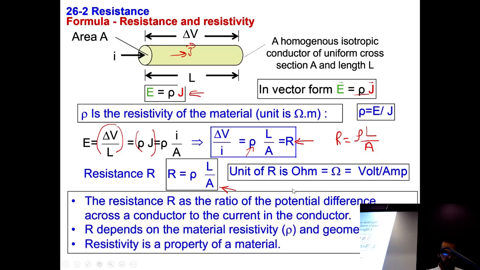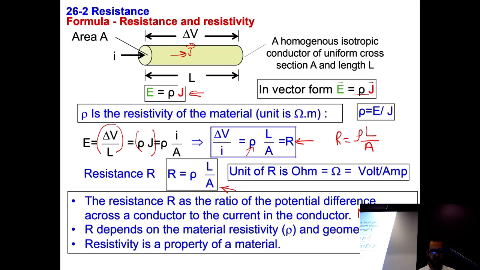So remember, the resistance R is the ratio of the potential difference across a conductor to the current in the conductor. So you can say R is just delta V over I. R depends on the material resistivity rho and the geometry, which is the length and the cross-sectional area. Resistivity is a property of the material. If you move from copper to silver to gold, they have different resistivity.